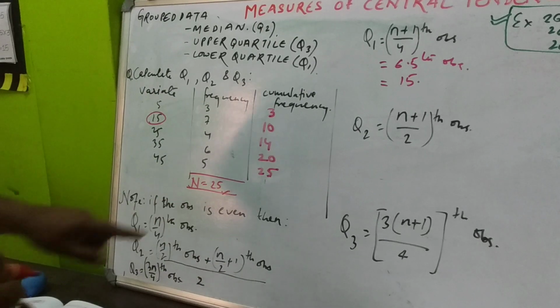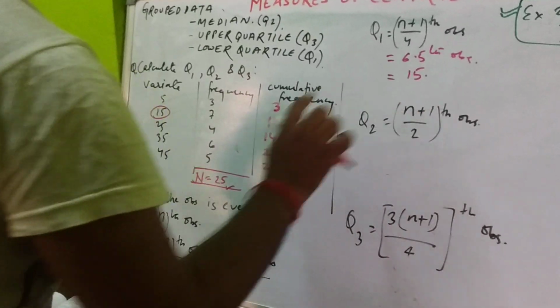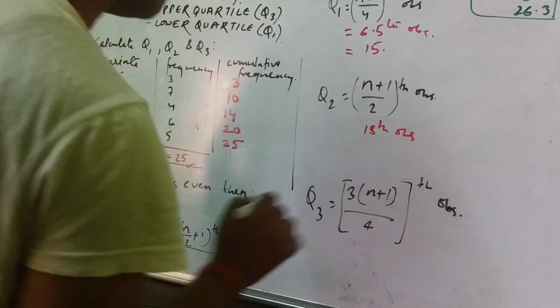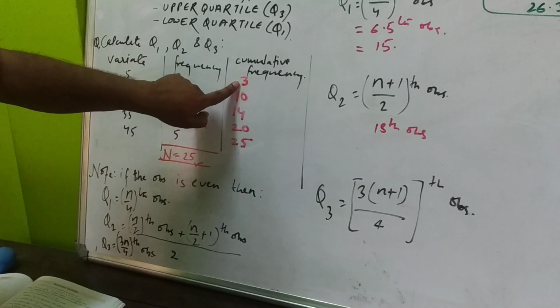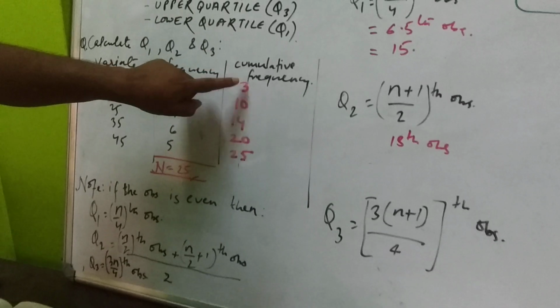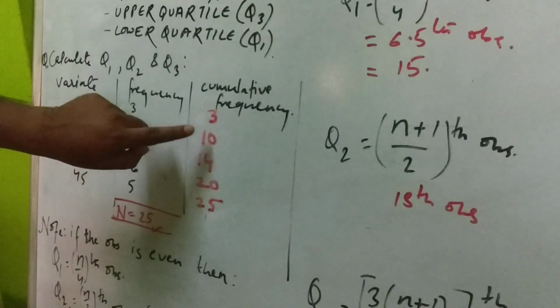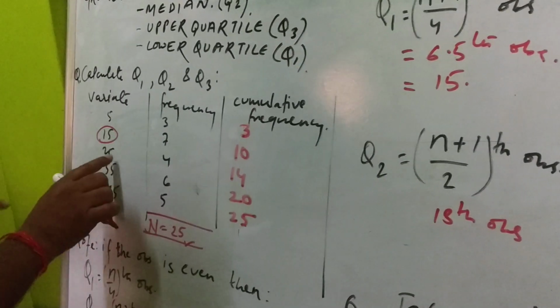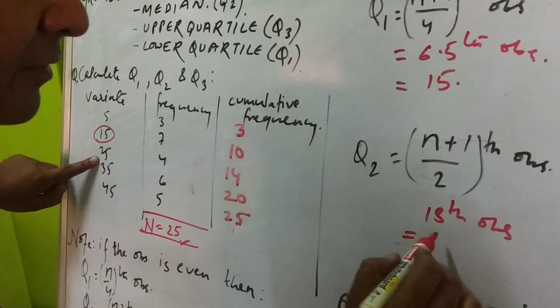Now Q2, that is 25 plus 1, 26, divided by 2 is 13th observation. Now please listen to it carefully. 1st to 3rd, all the observations are in this cumulative frequency. 4th to 10th in this. 11 to 14. So in 11 to 14th my 13th is there. So my Q2 would be 25.